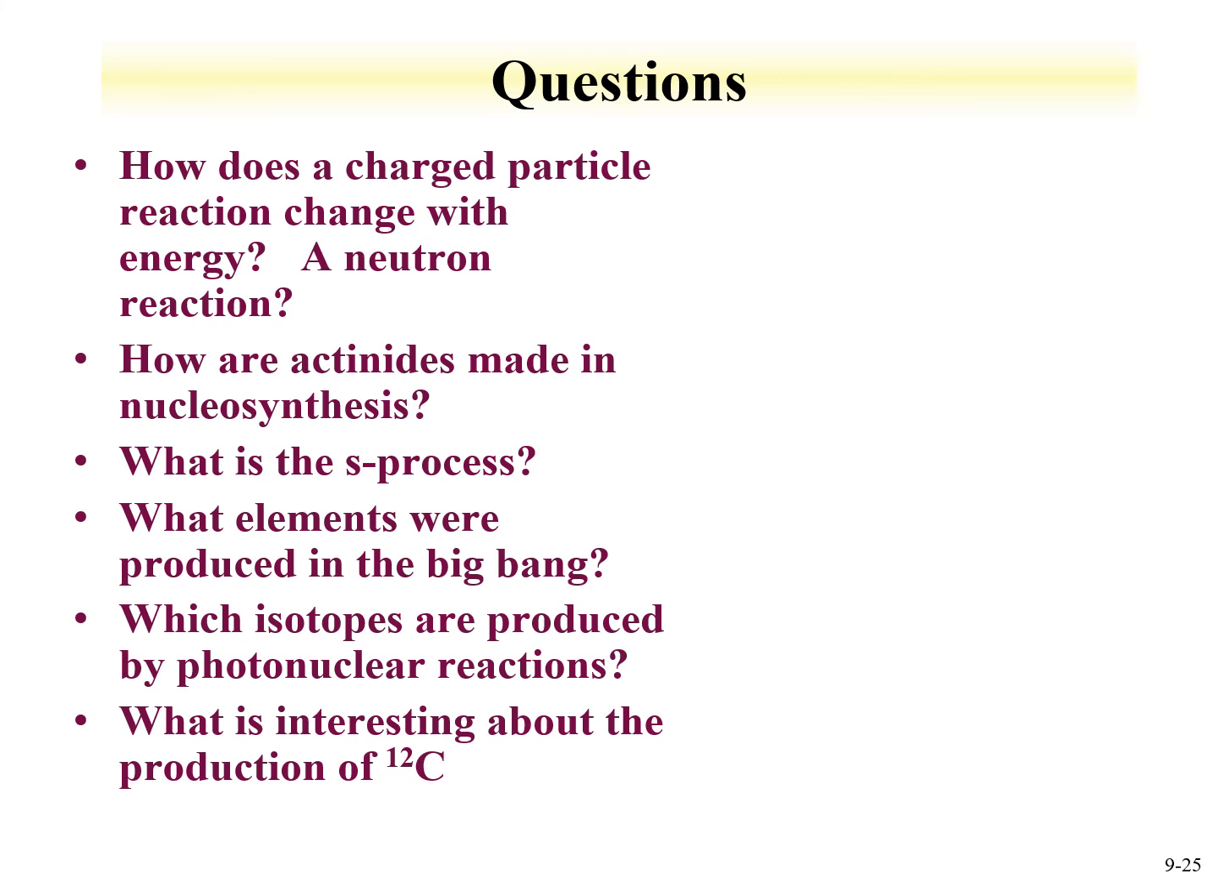And it's slow in relationship to the neutron capture. Basically, when you make a radioactive isotope with the S process, it has a very high probability of undergoing beta decay as opposed to capturing another neutron. We also discuss other aspects of nucleosynthesis, such as which elements were produced in the Big Bang, the lightest 3, primarily being hydrogen. What isotopes are produced by photonuclear reactions?